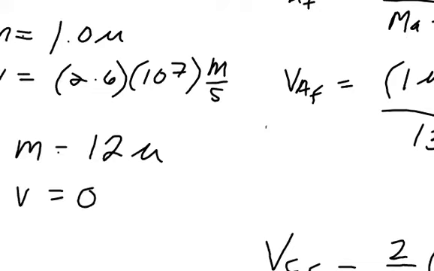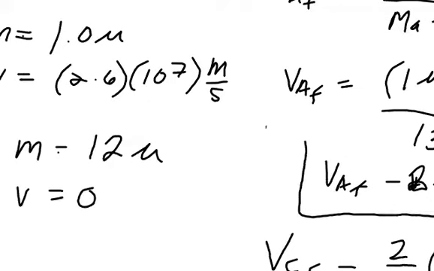And your answer is going to be, I'll just take it from the book, negative 2.2 times 10 to the 7th meters per second. That's the VA final, or V neutron final. And then V carbon final is this guy.